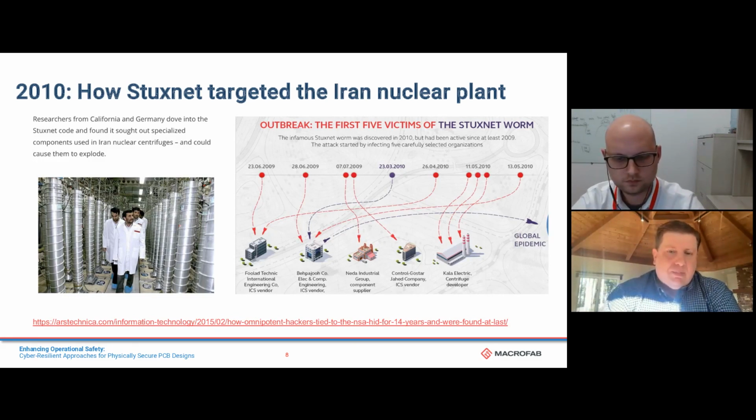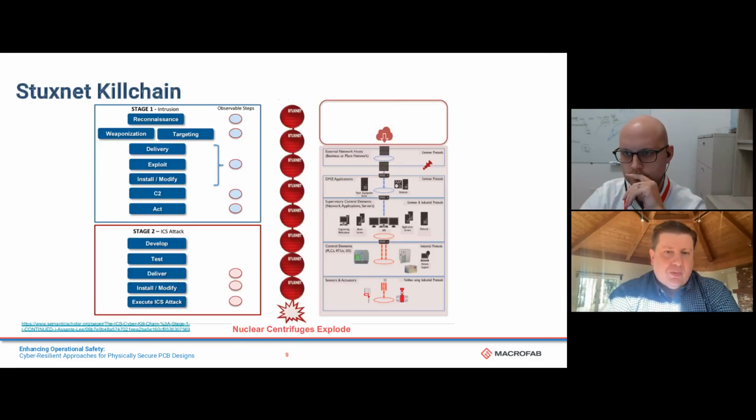Again, multiple points of entry, multiple seemingly unrelated manufacturers, right? In this case, it was everything from centrifuge makers to component makers. And they were just putting together a picture where they had a lot of access to everything that's used in this nuclear plant. Because ultimately, the reason why it's so difficult to attack these environments is because they make them inaccessible, right?